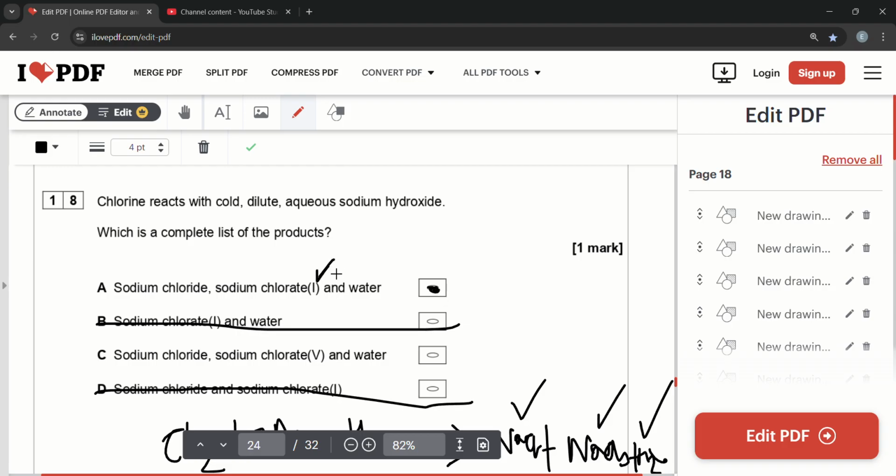Now this tells me the oxidation state of chlorine is 1. Well, if you look at NaClO, the oxidation state of sodium is +1. The oxidation state of oxygen is -2. -2 plus 1 is -1. Therefore, chlorine must have an oxidation state of +1. Therefore, the answer is A.